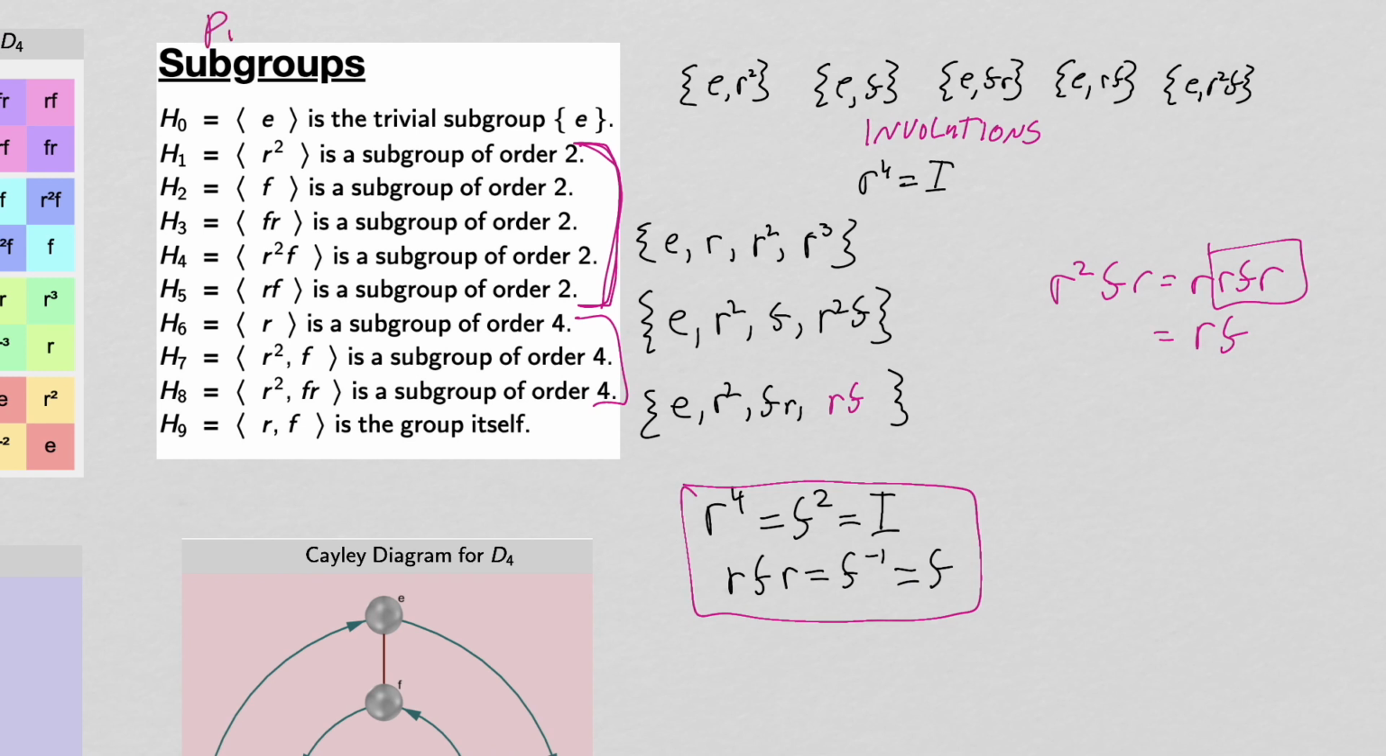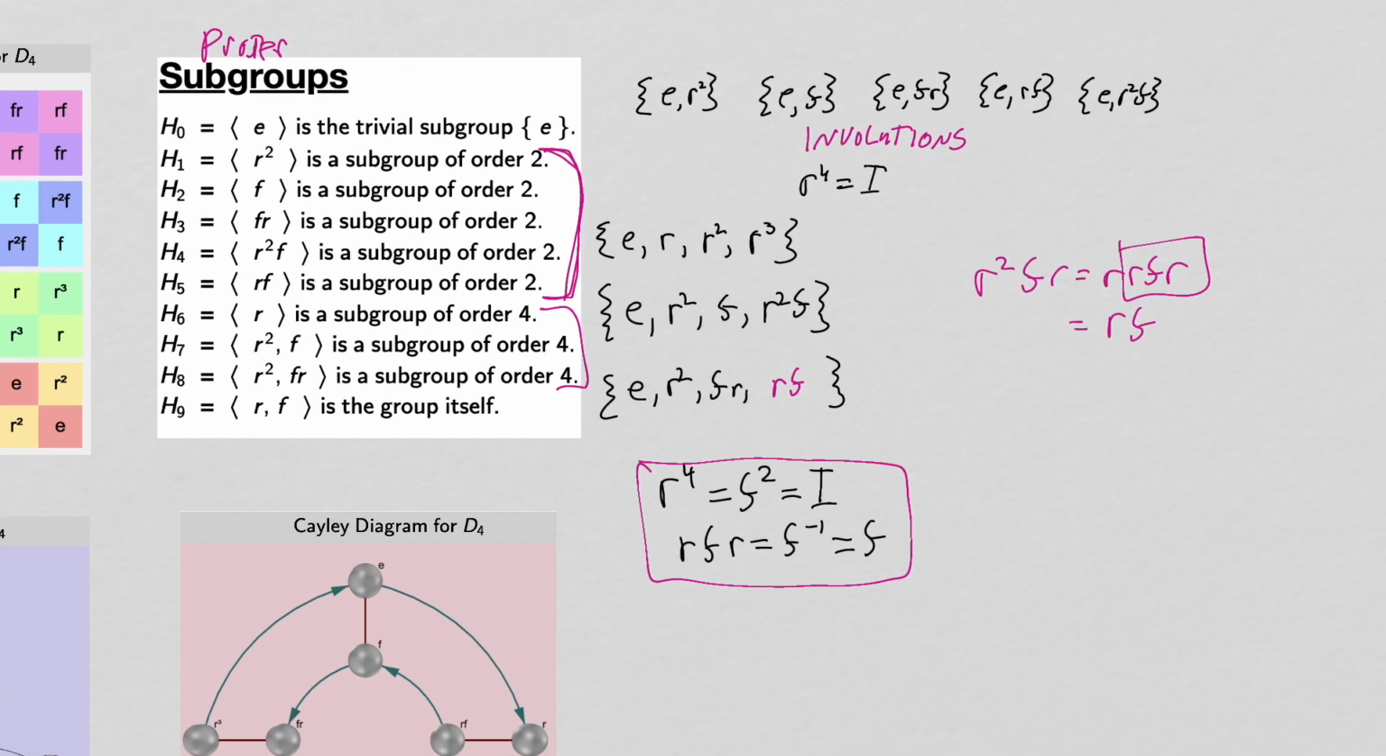We found all the proper ones because they're strictly contained within and not equal to the group itself. And I guess the trivial group counts as a proper subgroup, but I found all the proper non-trivial subgroups, right? And believe me, I didn't find them. The Group Explorer did, and they gave me all the information I needed to enumerate them.